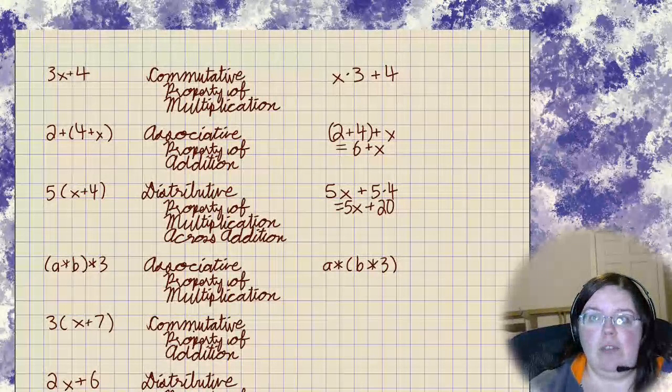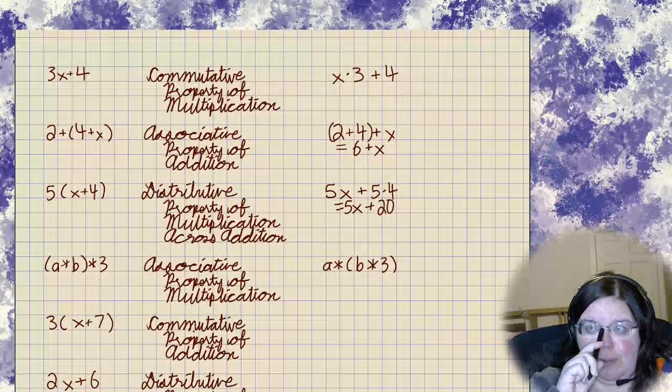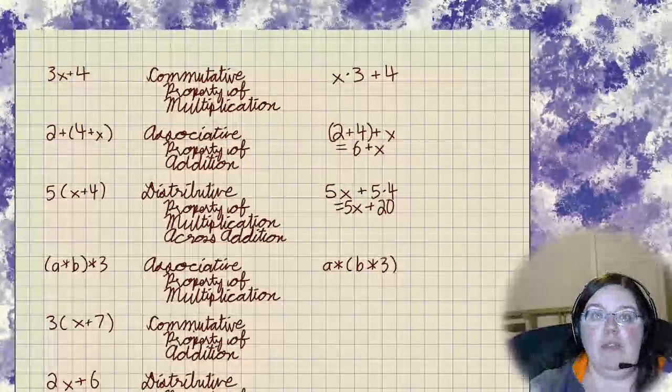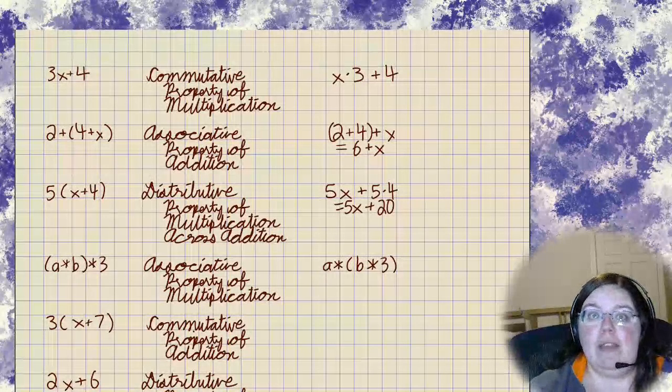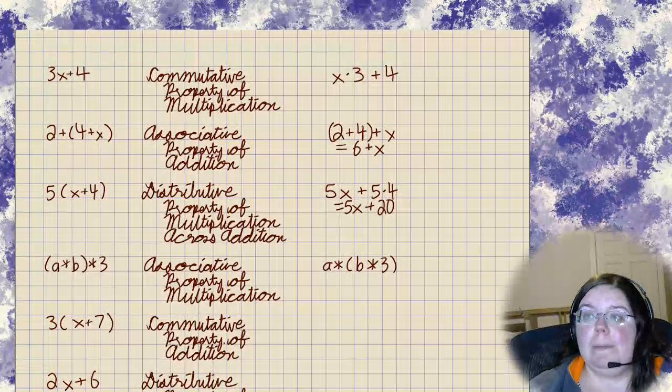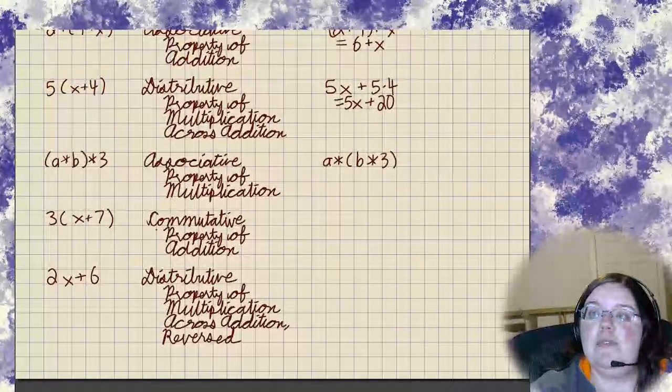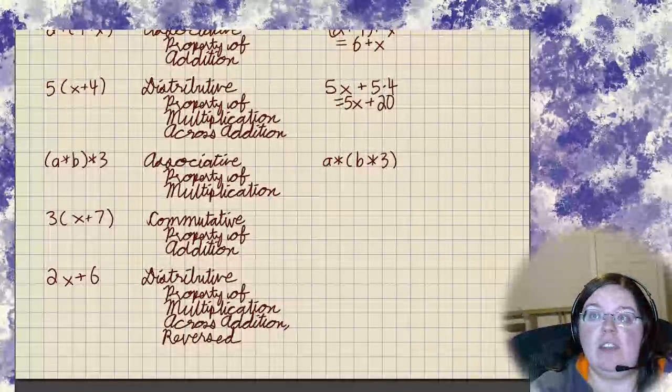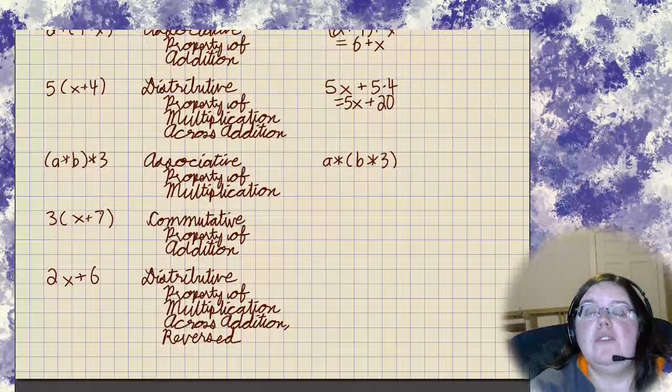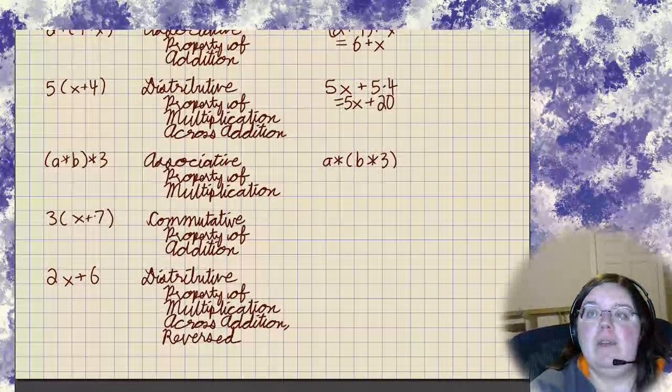This next one looks very similar to a distributive property problem, and if you're used to just jumping in without reading the directions carefully, that would be a way you could mess up this one. This one specifically says to use the commutative property of addition to generate an equivalent expression. So I'm looking for an addition. I see one right here.